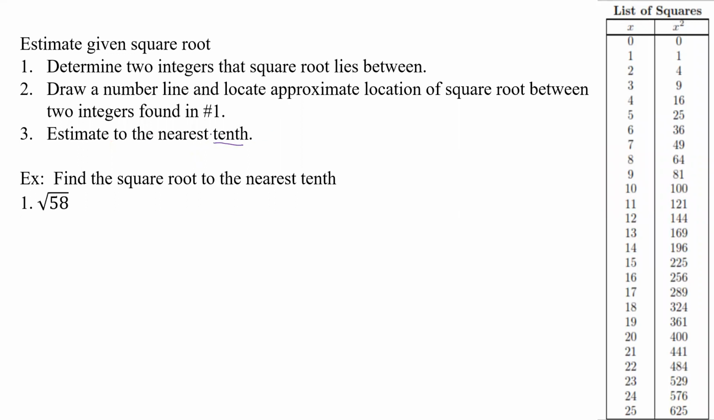Okay, and so what we want to do is find the square root to the nearest 10th of the square root of 58. Well, square root of 58, where is that going to lie? Well, that's going to lie somewhere between 49 and 64. And so that means our number should lie somewhere between 7 and 8. And so what I'm going to do is draw the number line, and, well, that's not a very good number line.